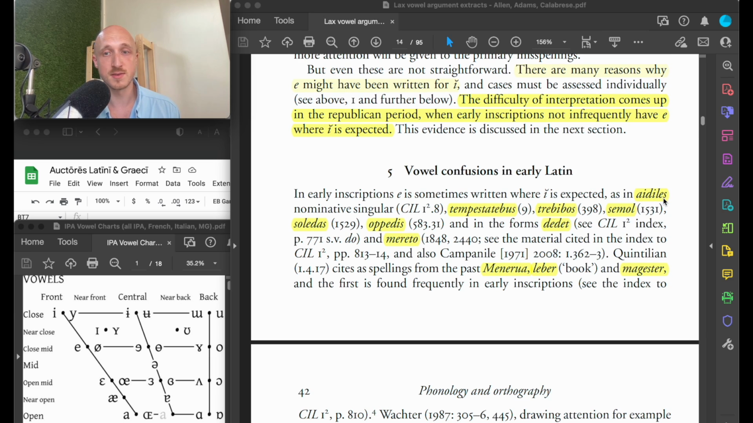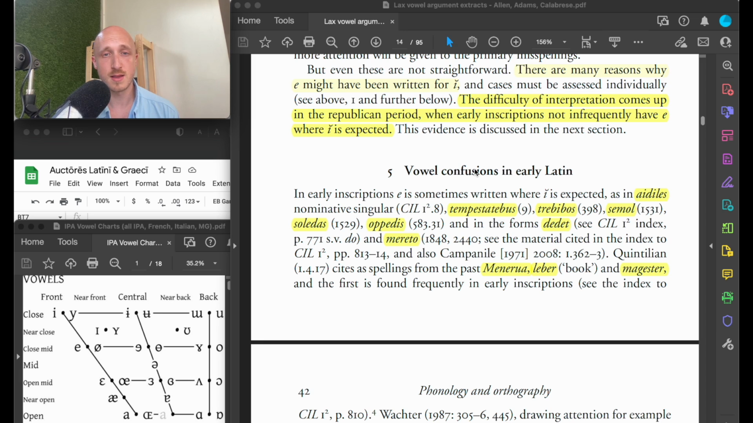Aidiles instead of aidilis. Of course, in Classical Latin it has the letter E. Aidiles. Tempestatibus. Trebibus. Semul. Soledas. Opedis. Dedet. Mereto. Minerva. Liber. Magister. So these are early Latin. These are not Classical Latin. So what are these actually representing?